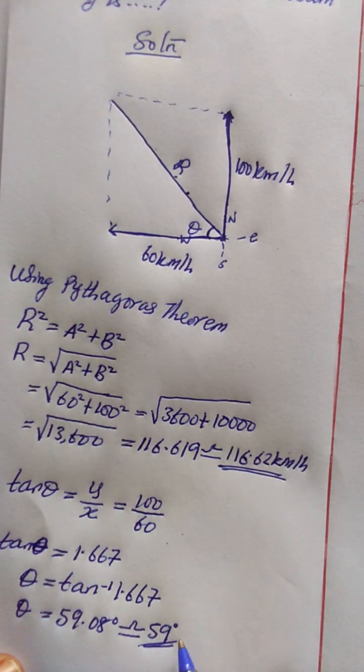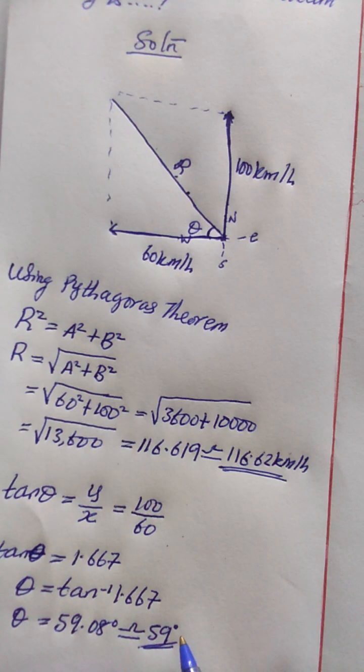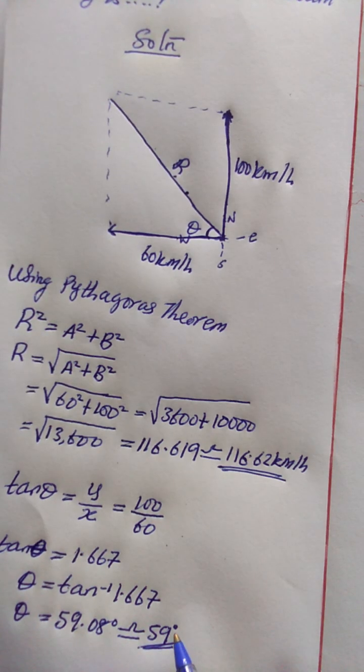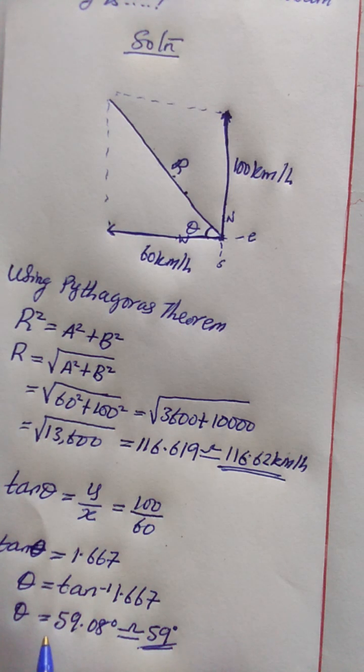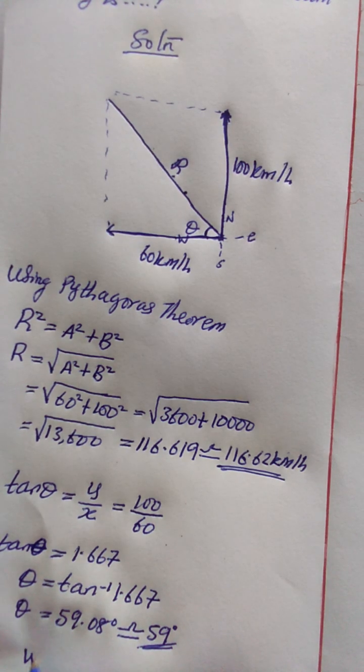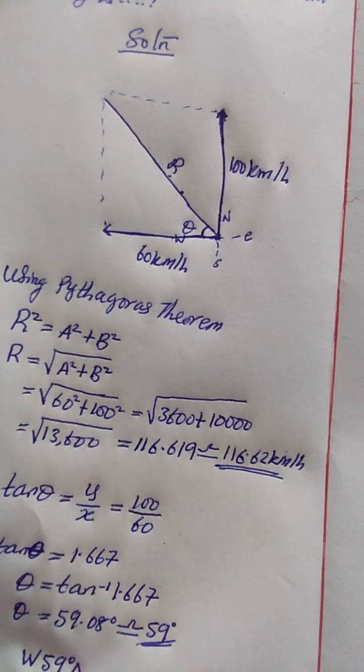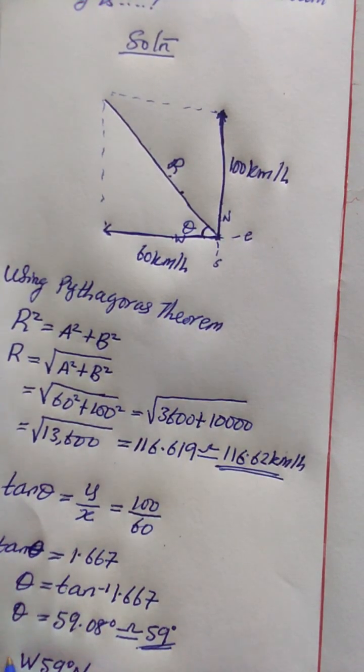degrees. So this is the angle of the resultant vector inclined to the horizontal, which means that the vector is moving in the direction of west, 59 degrees of north. That is the direction of the vector quantity.